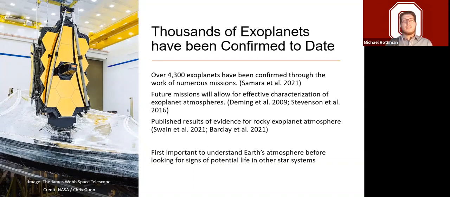The detection of an atmospheric biosignature on another exoplanet would be a novel discovery, and we're closer than ever to doing so. Upcoming missions like the James Webb Space Telescope, seen there on the left, which is hopefully scheduled to launch late this fall, and the ELT are poised to do just this. Publications such as Swain et al. and Barclay et al. have already reported preliminary results of atmospheres on rocky exoplanets and may be good candidates for future missions to study in closer detail.